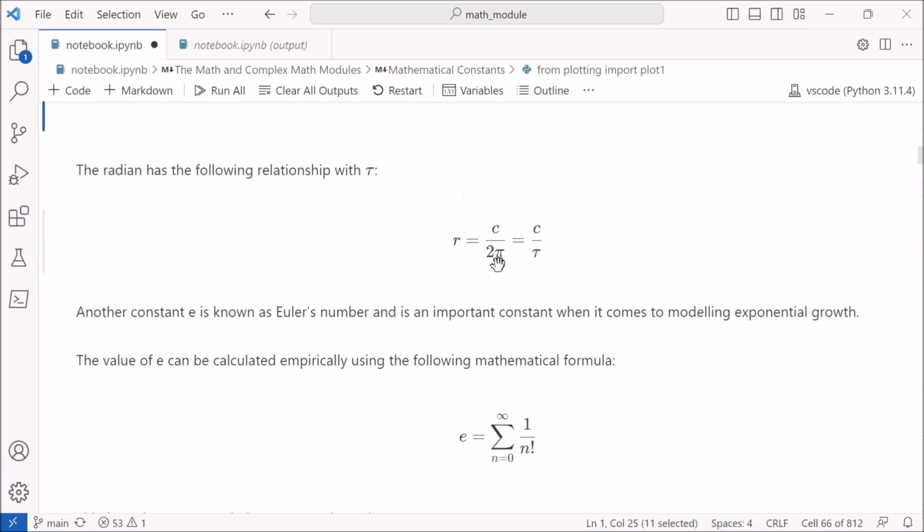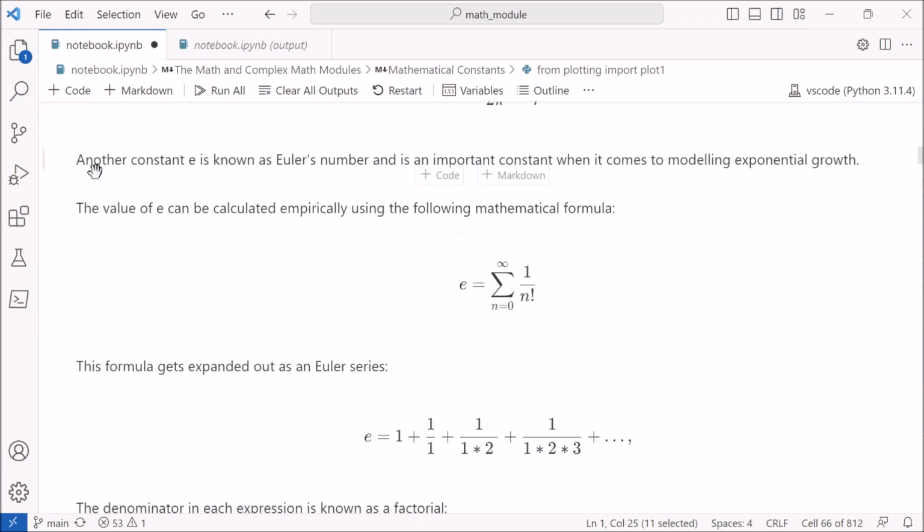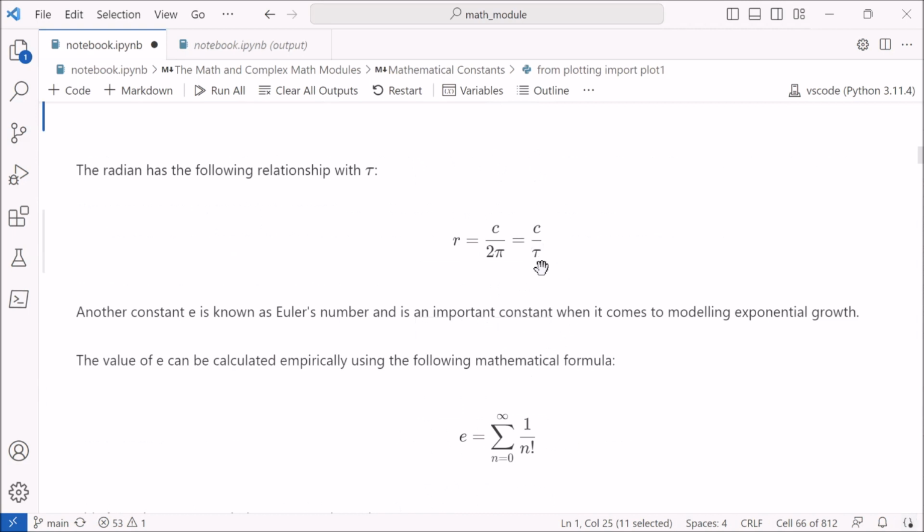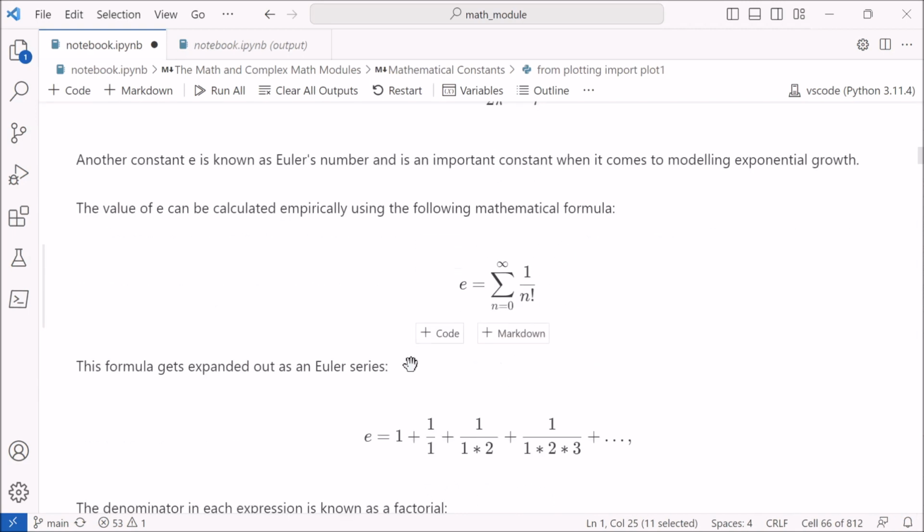So the radian therefore has the following relationship with tau. Instead of 2 pi here, you've just got tau. And you see this is normalized correctly.